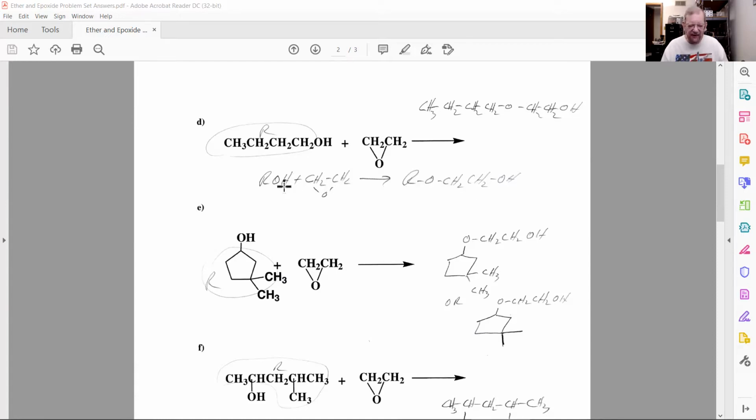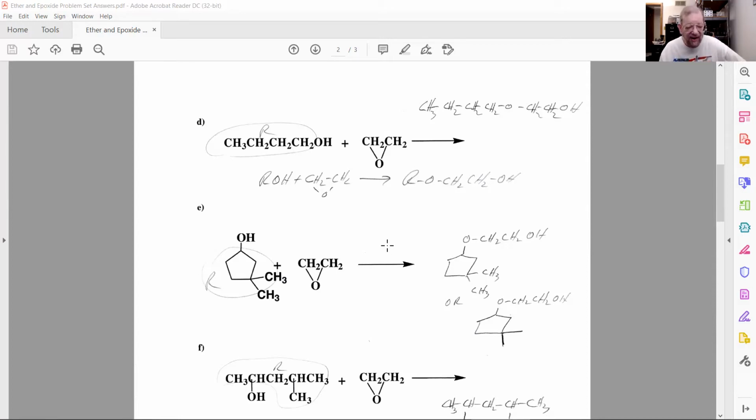This opens up the ring, the OR from the ether attached to one carbon, and the H from the ether opens up and goes on the oxygen from the ethylene oxide. In this case, R is 4 carbons. There you go. Here, R is this ring with 2 methyl groups attached to oxygen, CH2, CH2OH. And that's how you do it.